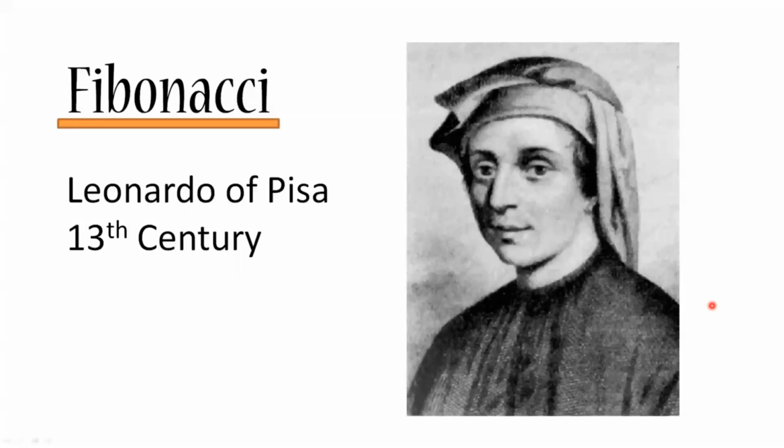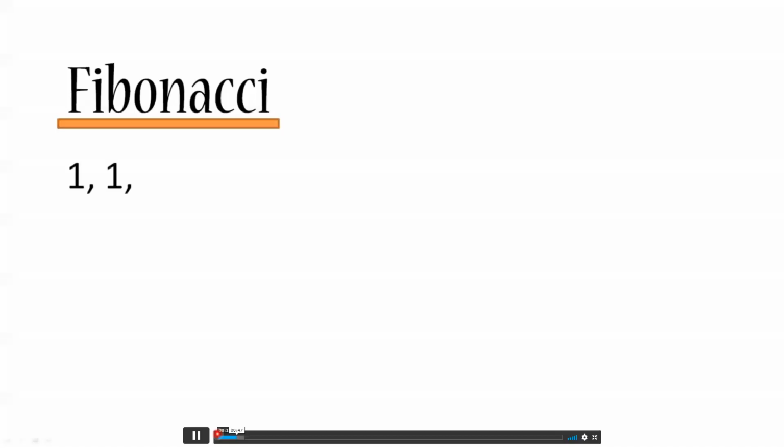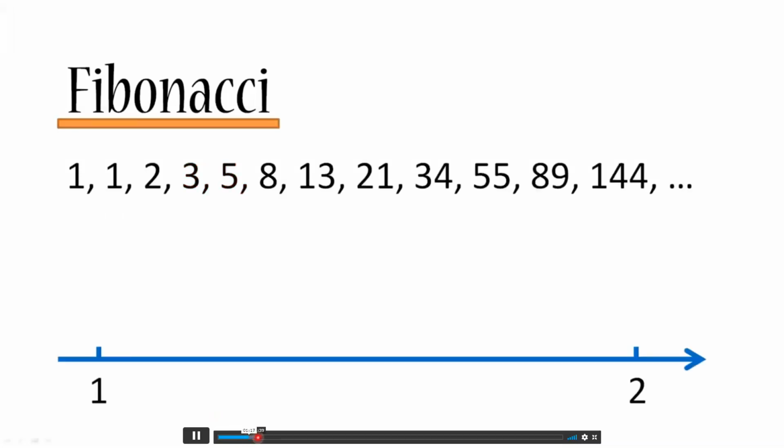So what is this Fibonacci sequence? Well, let's imagine a sequence of numbers which starts with the number 1. The second number is also 1. And then going forward, every next number is equal to the sum of the previous two. I'll let you guess. Let's quickly plot the number 1 and number 2 on a horizontal axis.